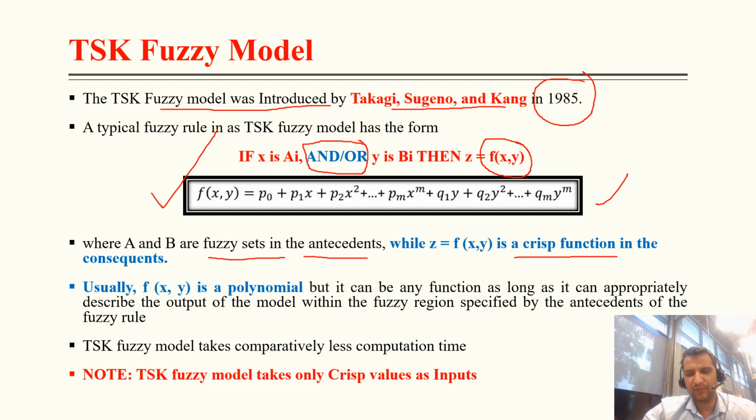One more important point: the TSK fuzzy model takes comparatively less computation time with respect to the Mamdani and Larsen fuzzy models. Usually f(x,y) is a polynomial. One important thing we have to take care of: the TSK fuzzy model takes only crisp values as input, but the earlier models, Mamdani and Larsen, take crisp as well as fuzzy values as input. In this case only crisp values will be given to the model.